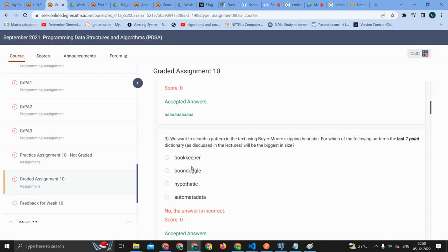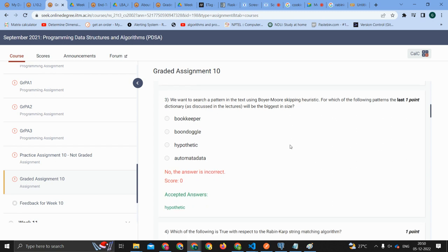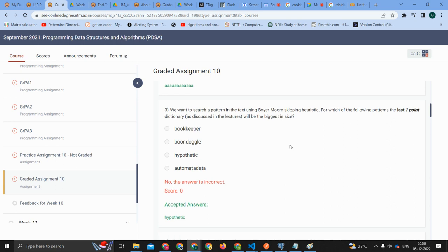So we want to search a pattern in the text using Boyer-Moore skipping heuristics. For which of the following patterns will the dictionary be the biggest in size? The last dictionary, right? Yes, the dictionary name is last. So how come it is hypothetical? Why hypothetical?